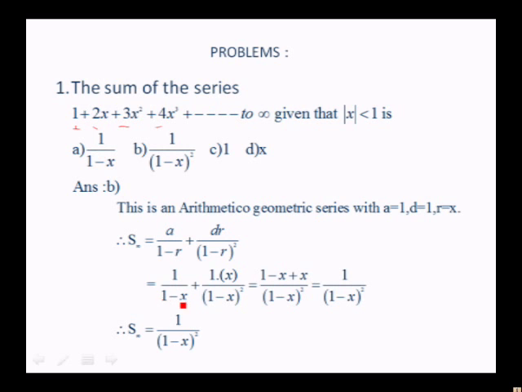So 1 over 1 minus x, and a is 1. So 1 over 1 minus x, plus 1 into x over 1 minus x whole square. Dr over 1 minus r square means 1 into x over 1 minus x whole square. So if you simplify this, you get 1 over 1 minus x whole square. So S infinity is 1 over 1 minus x whole square. So answer is option B.